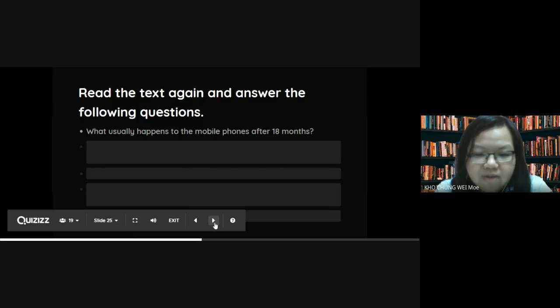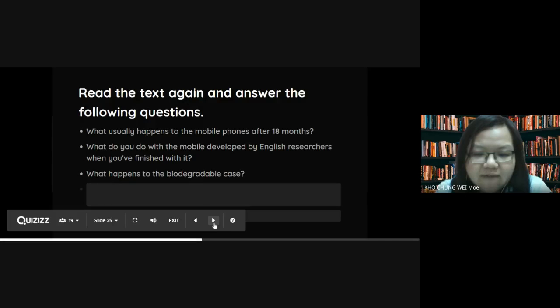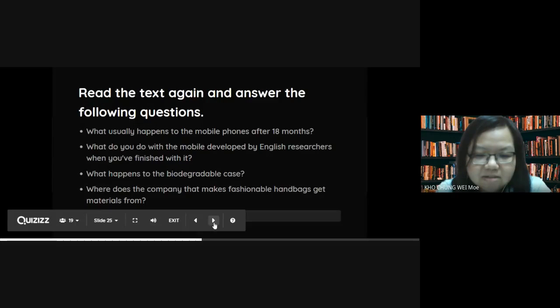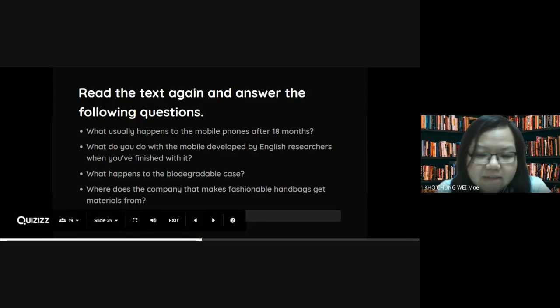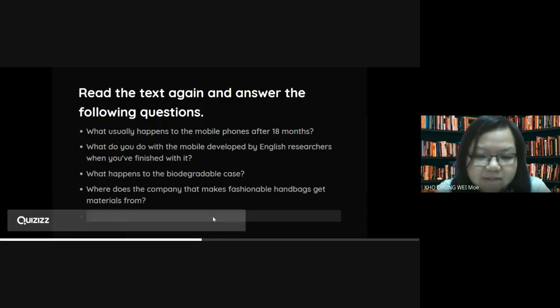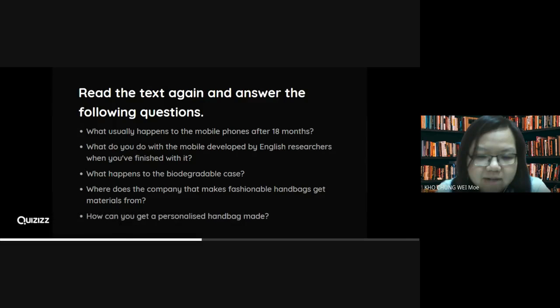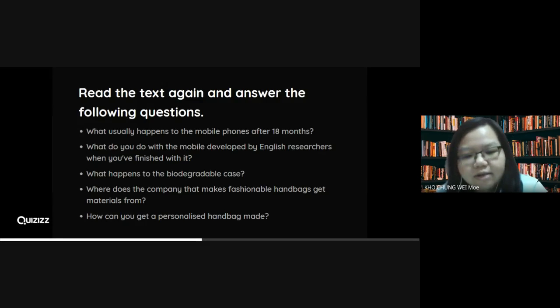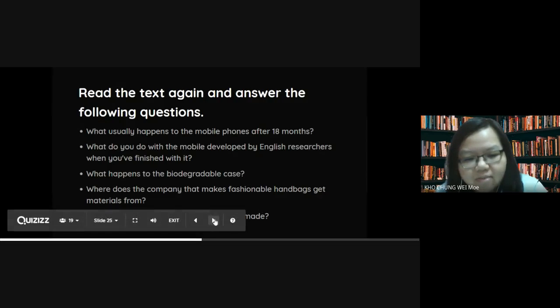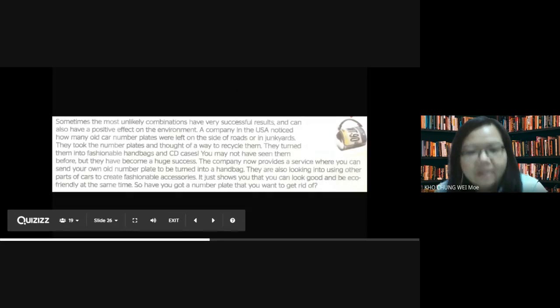Okay, so we have looked at these 3 questions and we are left with the last 2 questions. And these 2 questions are from the last paragraph. Where does the company that makes fashionable handbags get their materials from? And the last question, how can you get a personalized handbag made? Okay, remember the answers must be from the text. It's not using your common sense or whatever knowledge that you know in the world. Right? It must be from the text. Okay. Let's look at the text.